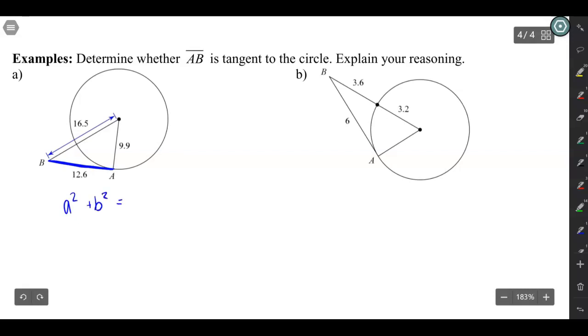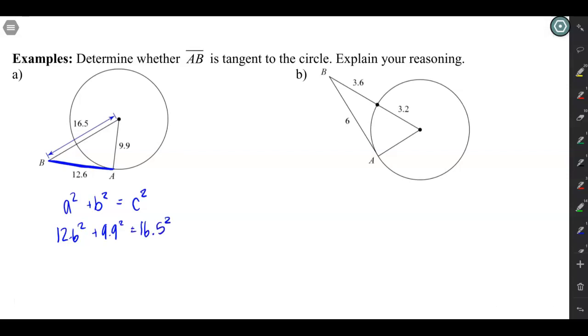So here, in example A, we have all the sides of our triangle. What I know is if I plug in all those numbers where they belong, 12.6 squared plus 9.9 squared is equal to 16.5 squared. If this equation is true, then it's going to be a right triangle. If it's not true, then it's not going to be a right triangle. So let me work through this a little bit slower for us.